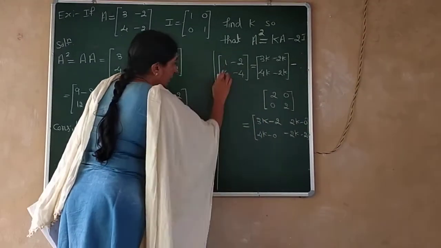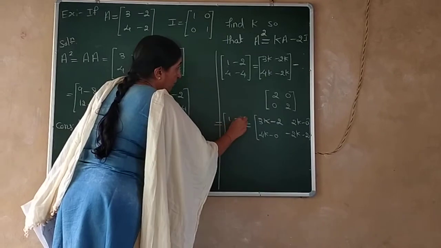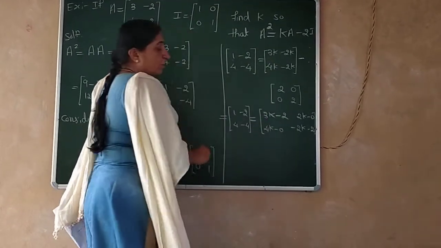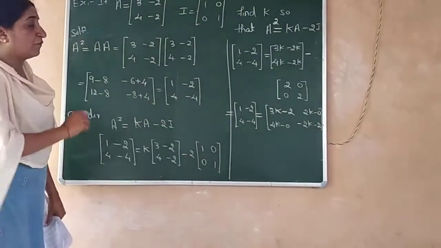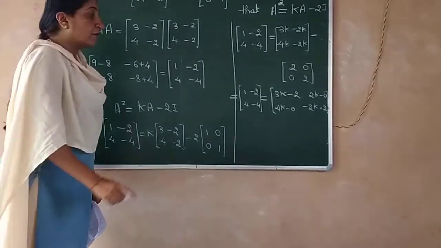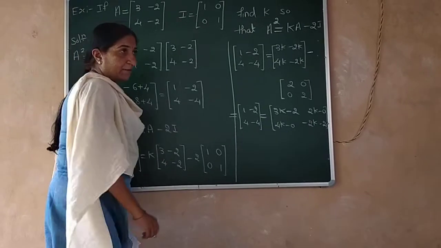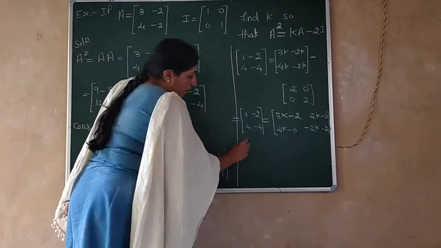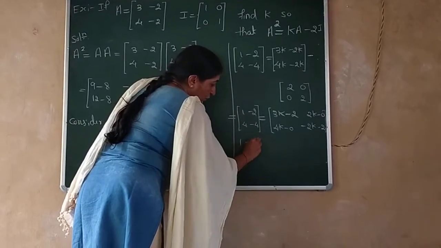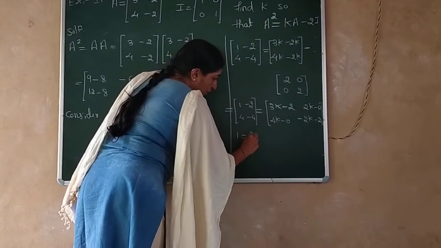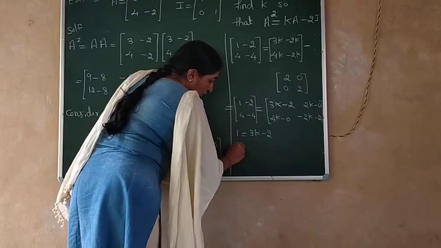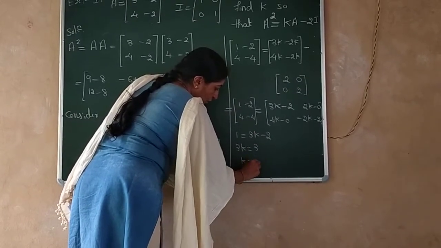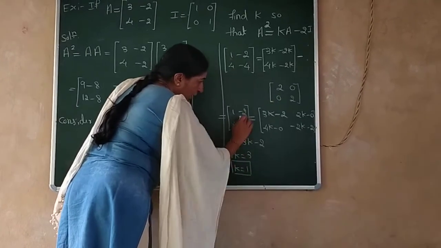What about the left side? Left side same matrix, 1 minus 2, 4 minus 4. See, in between these two matrices, which sign are you finding? You are finding the equal sign. Then what are you doing? We are equating the corresponding elements. To find the K value, equate any one, it's enough. First value: 1 is equal to 3K minus 2. Then 3K is equal to 3. K is 1.